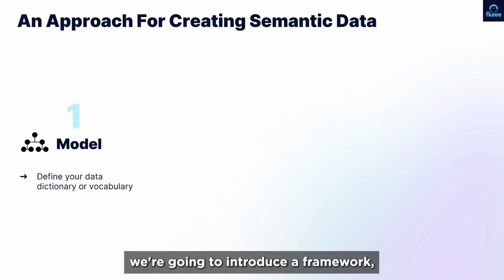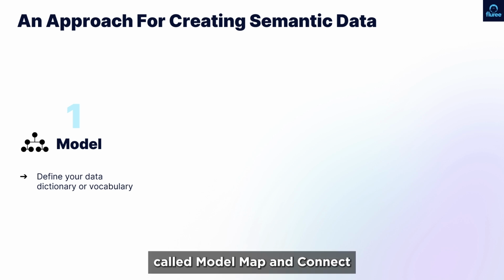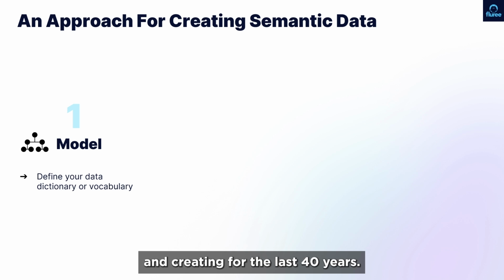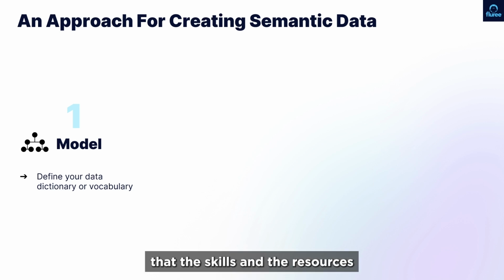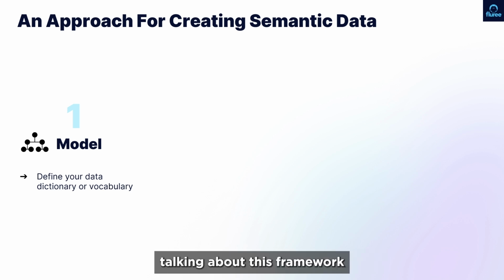So we're going to introduce a framework called Model, Map, and Connect. It is a way to help us work through how we take the relational data that we've been building and creating for the last 40 years, and start to migrate it into these rich semantic forms, with an understanding that the skills and resources for most of the people who need to execute the framework are going to come from a traditional relational background.